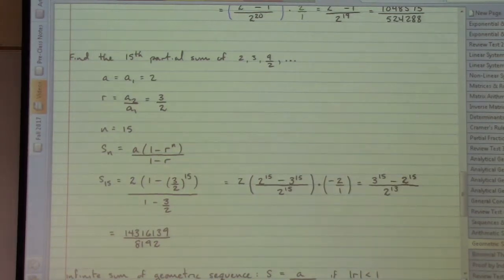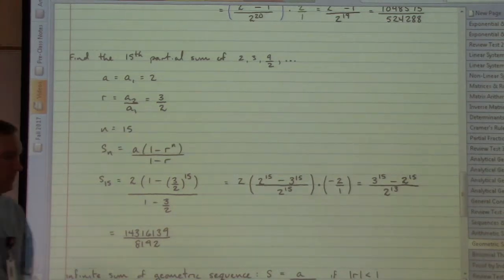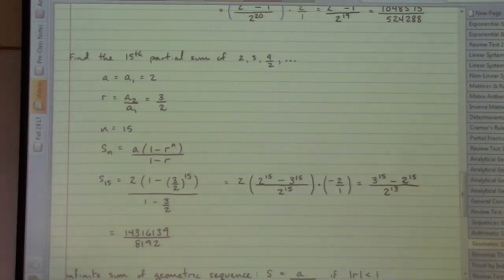Geometric series can be bumped up from just partial sums to infinite sums or infinite series.